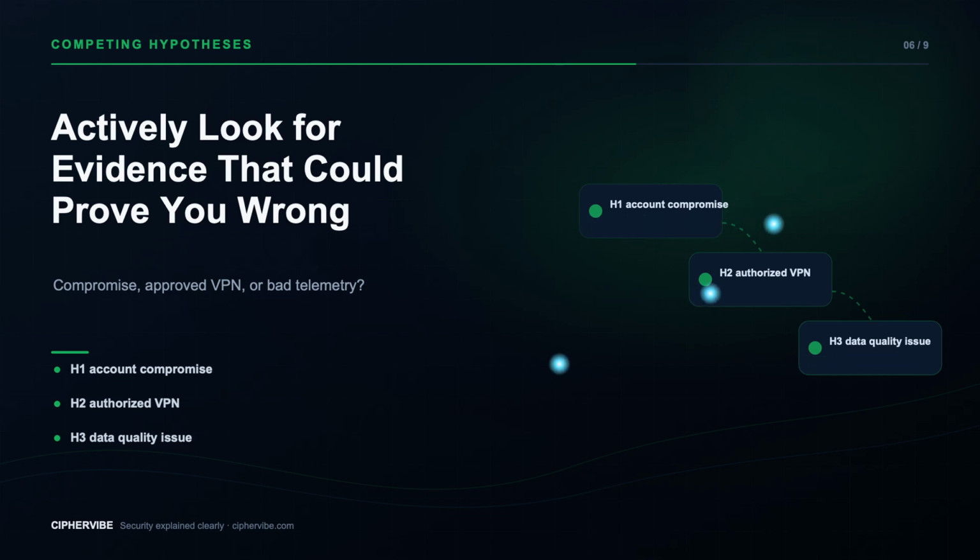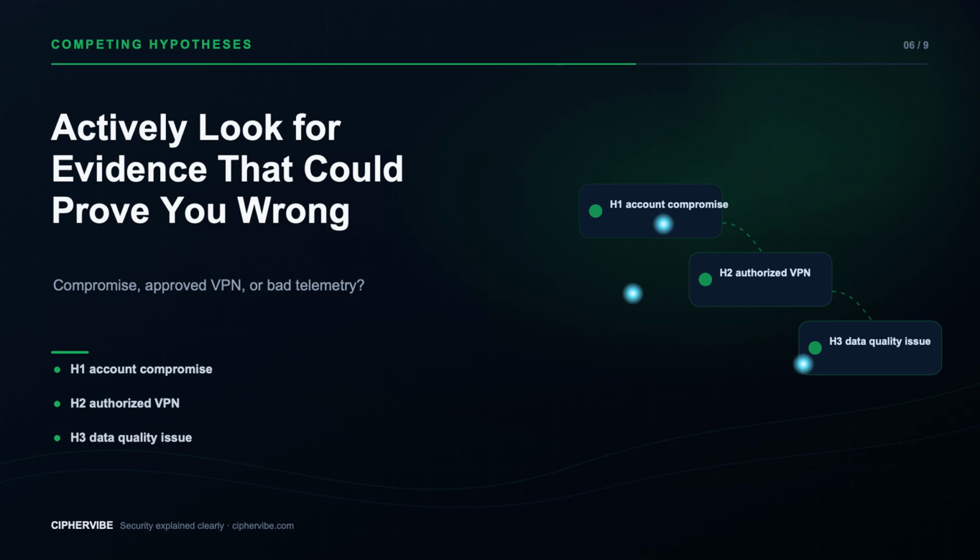For compromise, look for an unfamiliar device, impossible session overlap, repeated multi-factor failures, credential changes, suspicious mailbox or application actions, and related endpoint activity. Do not assume absence in one log means absence everywhere. For the VPN explanation, confirm ownership from an authoritative network source, match the device and session, and verify the approved change. For data quality, compare ingestion time with event time and check connector health.